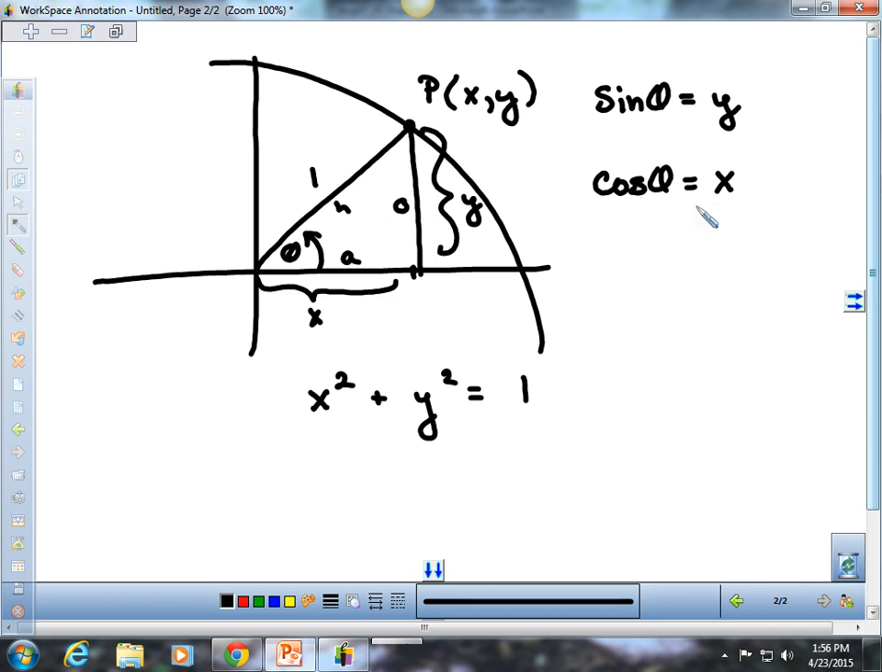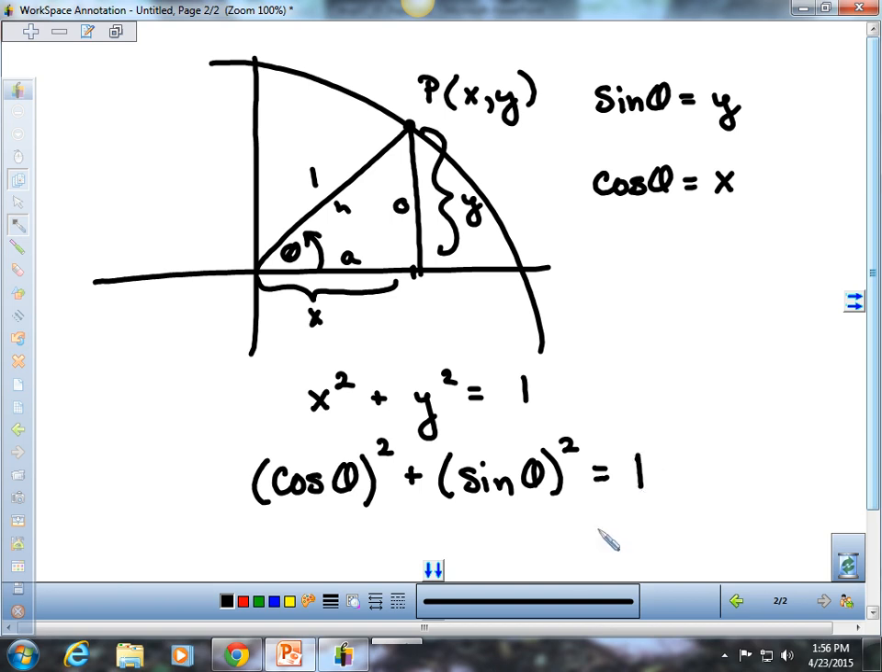Well, that allows me to make some substitutions then, right? X is what? Cosine theta. So what can I replace x with? We can replace it with cosine theta, and we would then have to square it. Plus, I can replace y with sine theta, having to square it. And that is now equal to what? 1.